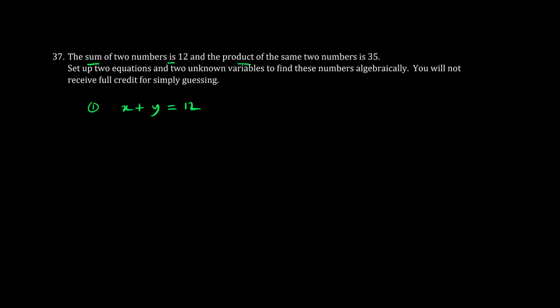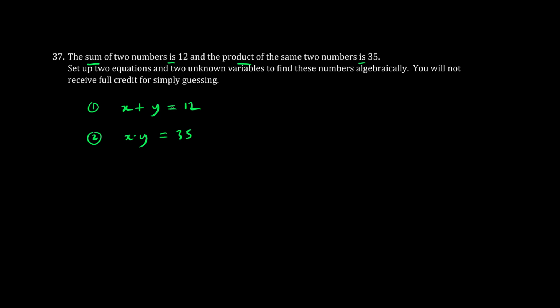However, the product of the same two numbers, x times y, this is equation number 2, is, and is means equals, 35. So there we have it. Once you take a word problem and convert it to algebra, it's not that hard. So now we need to either use substitution or elimination. In this case, we'll use substitution.